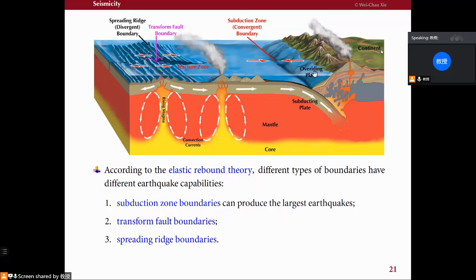One plate comes towards the other and it ducks and then goes underneath another plate. The transform fault boundaries produce smaller earthquakes, and spreading ridge boundaries, where plates move away from each other, produce very, very small earthquakes or no earthquakes, because we don't have build up of strain energy. So we are focused on the subduction zone boundaries.